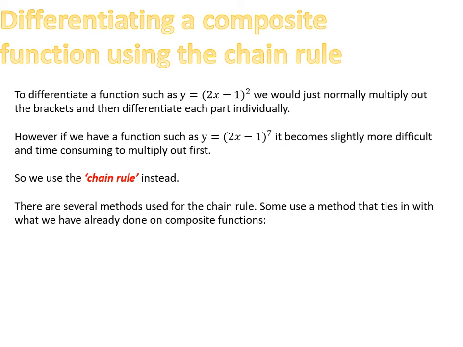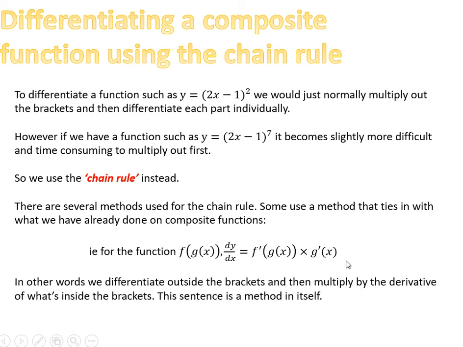So there's several different methods that people use. There's certain shortcuts that you can use, but basically, this won't make any sense to you, okay? But if you've got f of g of x, then the derivative will be f dash g of x times by g dash x. In other words, what we're doing is we differentiate what's outside the brackets, okay? So if we're looking at this one up here, we'd multiply by 7 and then drop that power by 1. And then what we have to do is multiply by the derivative of what's in the brackets, okay? So in this case, we'd have to multiply by 2 as well.